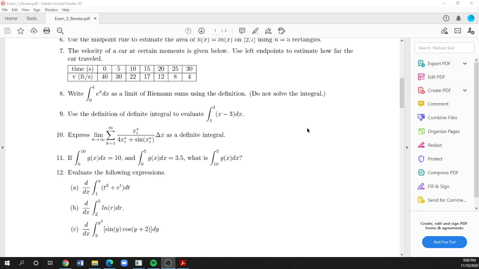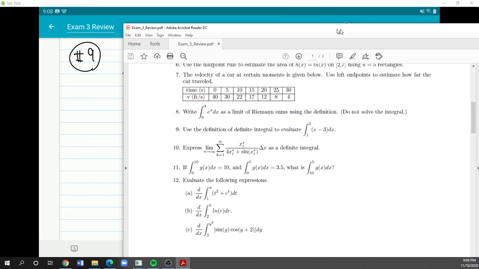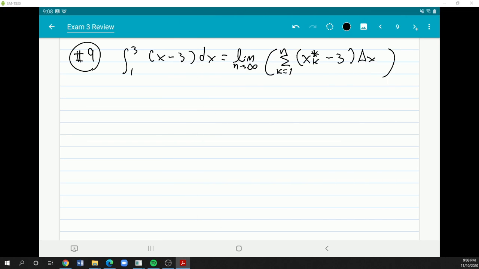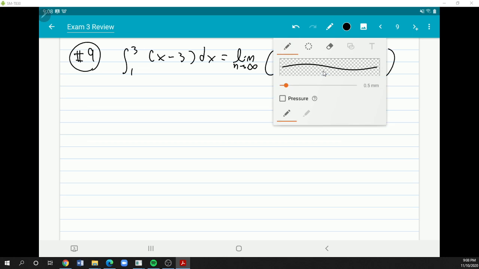Alright, number 9. Use the definition of definite integral to evaluate the integral from 1 to 3 of x minus 3 dx. So, these are the painful ones, doing it by the definition. So we get equals the limit as n goes to infinity of the sum from k equals 1 to n of xk star minus 3 times delta x. So what's special about this?